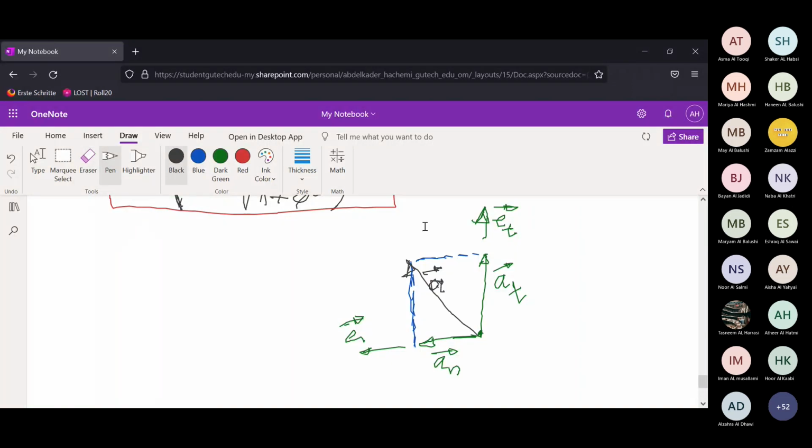Then it means we have the tangential component in the direction of the tangential axis and the normal component in the direction of the normal axis here. And we have the resultant, which is the decomposition of the tangential one and the normal one. This is, let's say, for exercise 1.